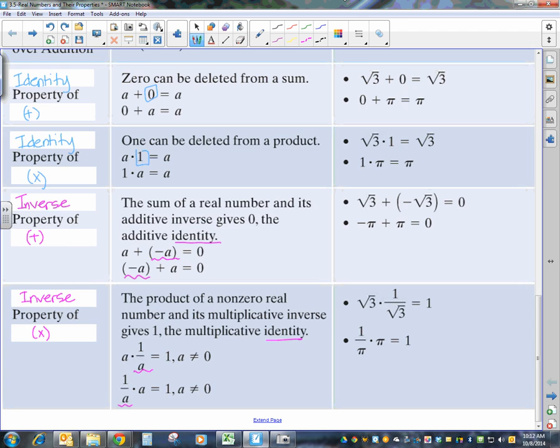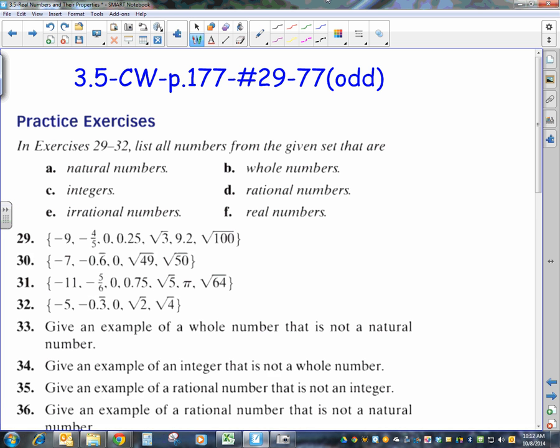All right, so let's go look at the types of problems that you're going to have to practice with. I'm going to do number 30. It says, list all the numbers from the given set that are natural numbers, integers, irrational, whole, rational, real. Actually, I'll go in order. I didn't read those in order. So I'm doing number 30, and part A says, which one of these are natural numbers?